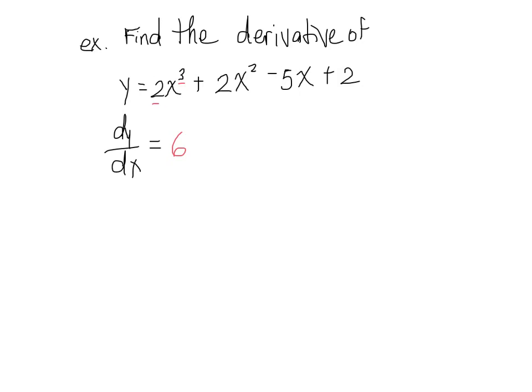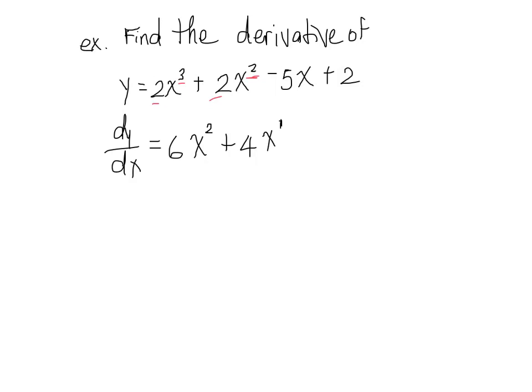Let me use a different color here. The new coefficient is 6. X to the, and then again, we're subtracting 1 from our exponent. So we're subtracting 1 from 3 to get 6x squared. And then we can do the same thing again, multiply our coefficient by our exponent to get our new coefficient, which is 4x. Subtract 1 from the 2 to get our new exponent, which is 1.